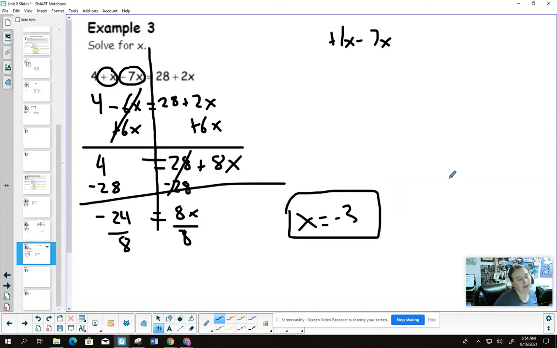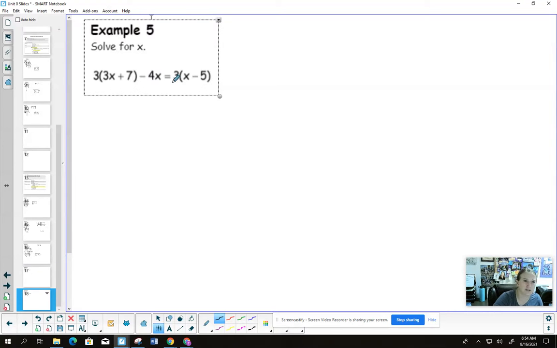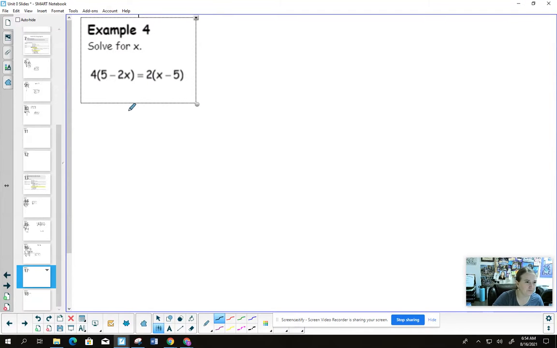We should get the same answer. Magic of math. Okay, one more. We're going to do one that adds in a couple more extra steps, and then we're going to do this last example together to make sure that we're really understanding it all.